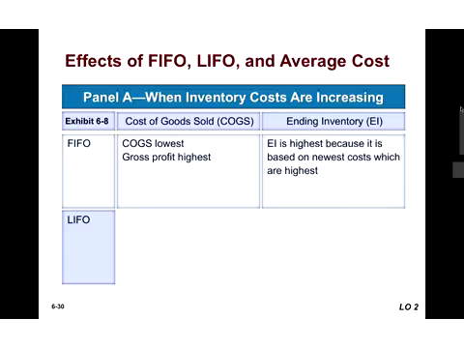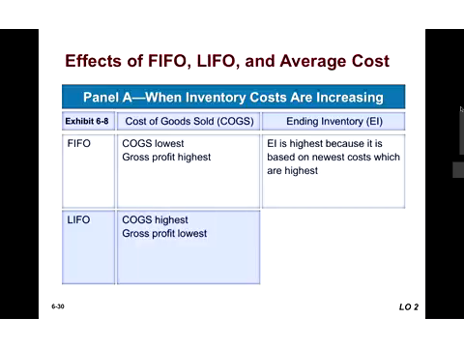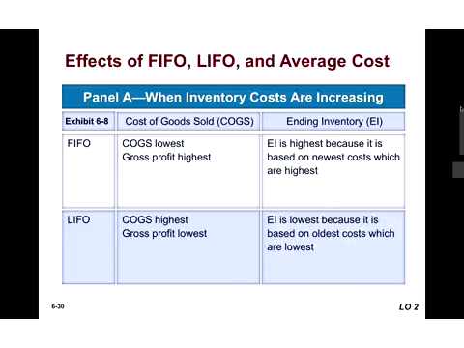FIFO is going to have the highest ending inventory. So FIFO, I'm going to show the most dollars on my balance sheet. I'm going to show the most profit on my income statement. If costs are increasing, that's the key. So this panel that we're looking at is costs are increasing. Now, once we do FIFO, we know what LIFO is going to be because LIFO is going to be the exact opposite of that. Okay, so when we talk about LIFO, cost of goods sold is highest, gross profit is lowest, and ending inventory is lowest.